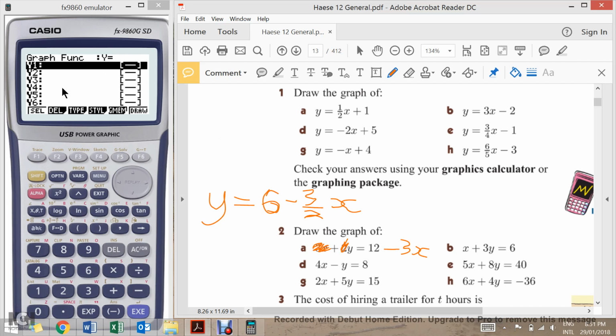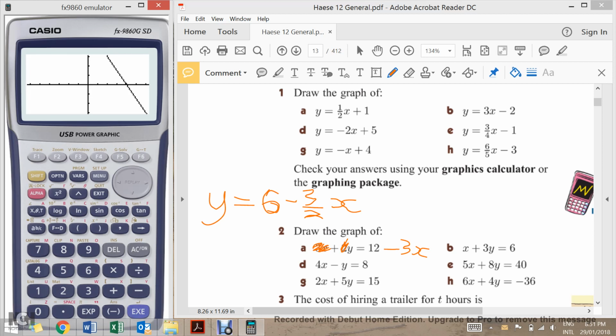So now we can put it into our calculator as 6 take 3 halves x. And then we press EXE and then graph on the Casio or the equivalent on the TI. And there's your graph right there. Easy peasy. And that's all there is to it, ladies and gentlemen.